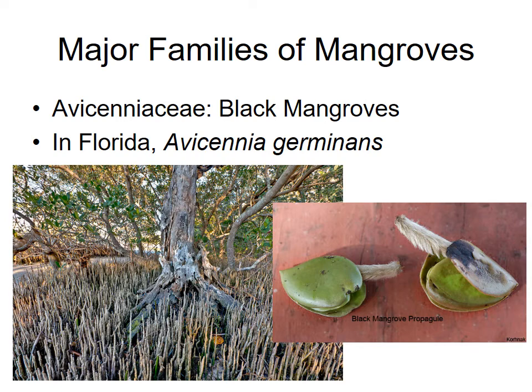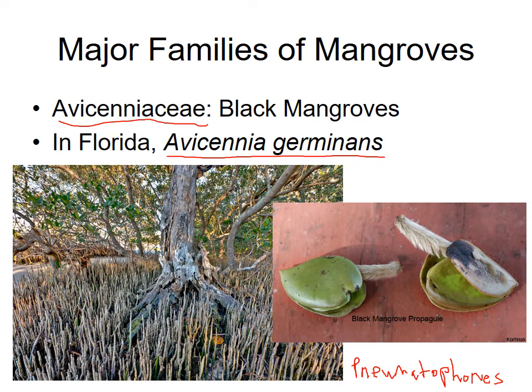So in the family Avicenniaceae, that's where the black mangrove resides, and the species name is Avicennia germinans. The black mangrove is the one that has the most distinctive pneumatophores. The pneumatophores are the obvious characteristic of the black mangrove. It also has sort of distinctive leaves and dark bark on the trunk. I think the dark bark on the trunk is why they call it the black mangrove. And the propagules of the black mangrove are distinctive.